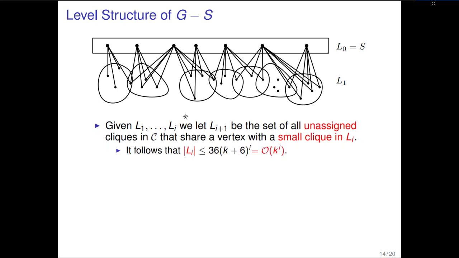Because every vertex appears in at most 2 cliques, and we only take the small cliques of Li, it follows that there are at most k plus 6 times more cliques in Li plus 1 than in Li, and we get the bound on the number of cliques at a given level. Now we say that a clique is at distance d from S if it is in Ld. And note that in this step we also add large cliques in Li plus 1.